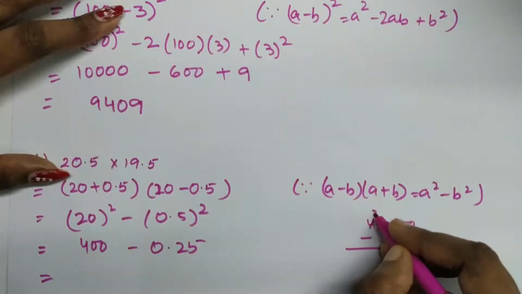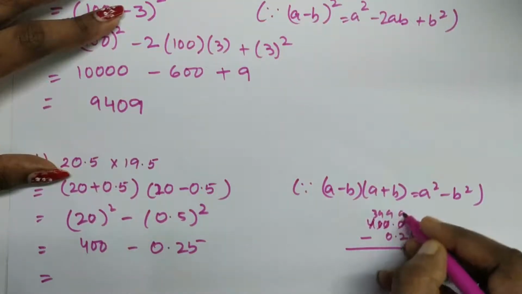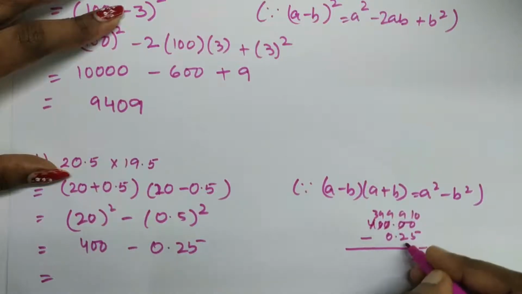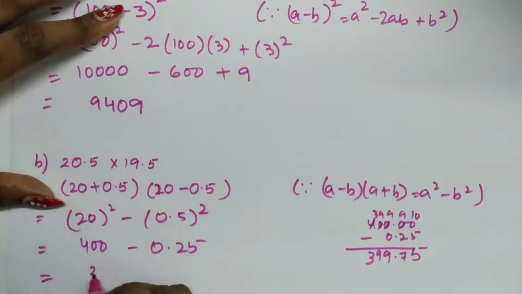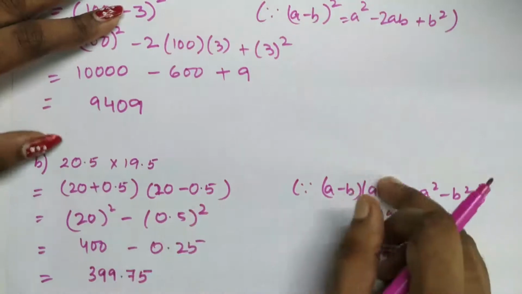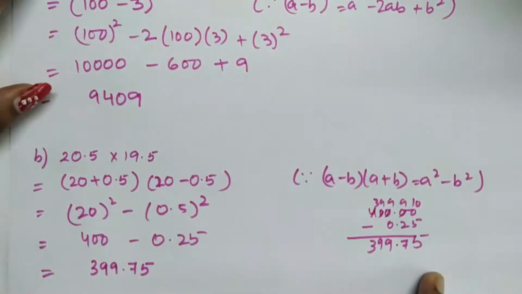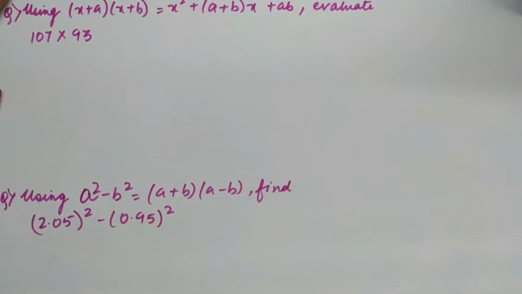So this is going to be 3, 9, 9, 9 and 10. 10 minus 5 is 5. 9 minus 2 is 7. 9 minus 0 is 9. So our answer will be 399.75. So we have used the identities, if you can see, to solve the question. So moving to the next question.